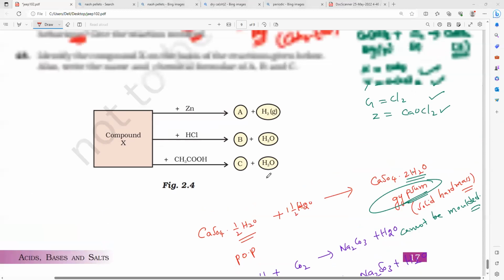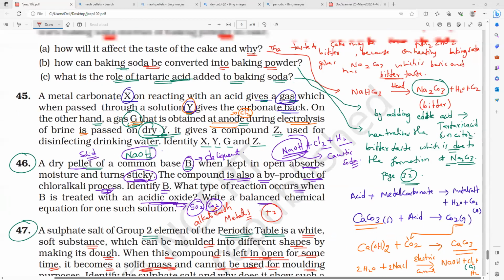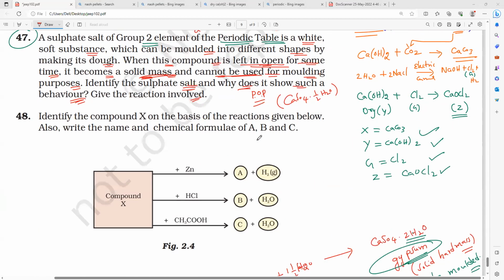Next, this is the question. See, understanding the question is very, very important. Concepts are very simple, but understanding the question is what matters. Identify the compound X on the basis of the reactions given below. Also write the name and chemical formula of A, B, C. Everything they are asking. These are equations I already taught you. So the compound is what, everybody? Sodium hydroxide.